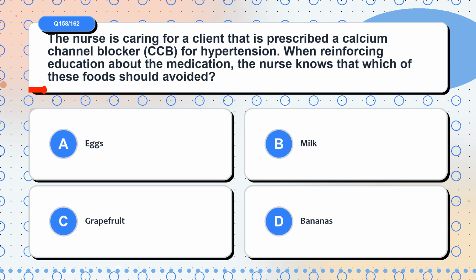Question 158. The nurse is caring for a client that is prescribed a calcium channel blocker, CCB, for hypertension. When reinforcing education about the medication, the nurse knows that which of these foods should be avoided? Here are the options. Option A. Eggs. Option B. Milk. Option C. Grapefruit. Option D. Bananas.